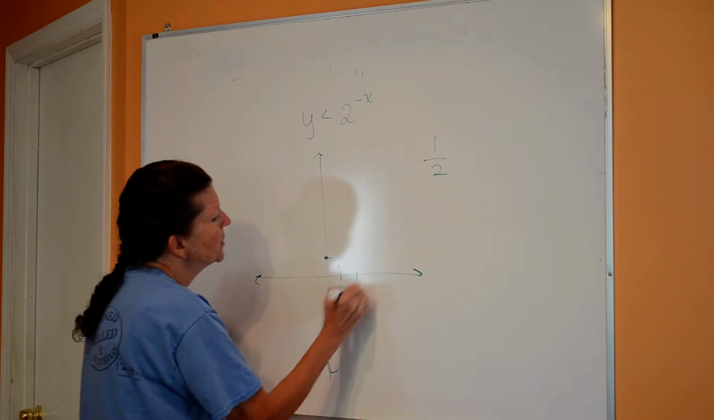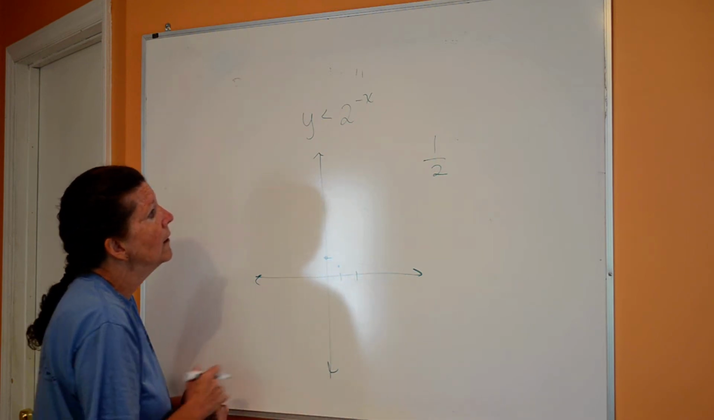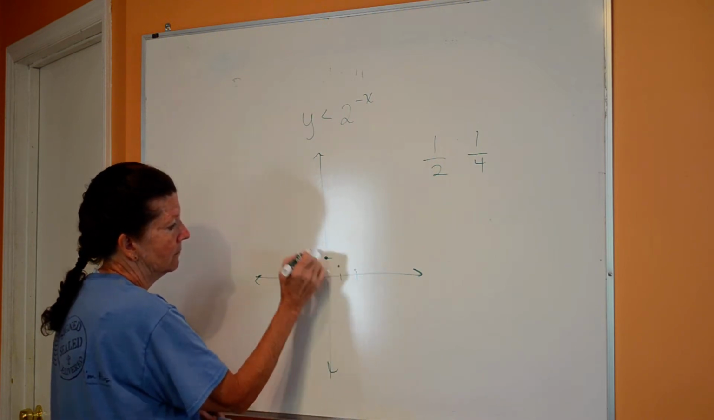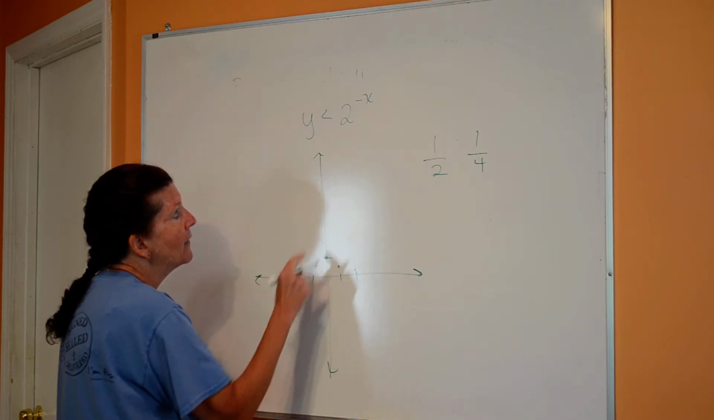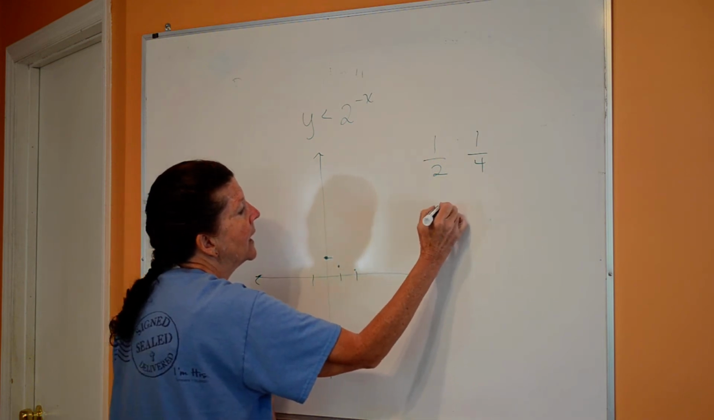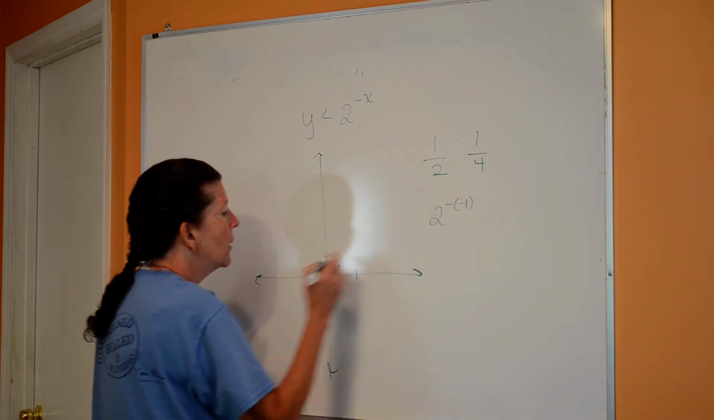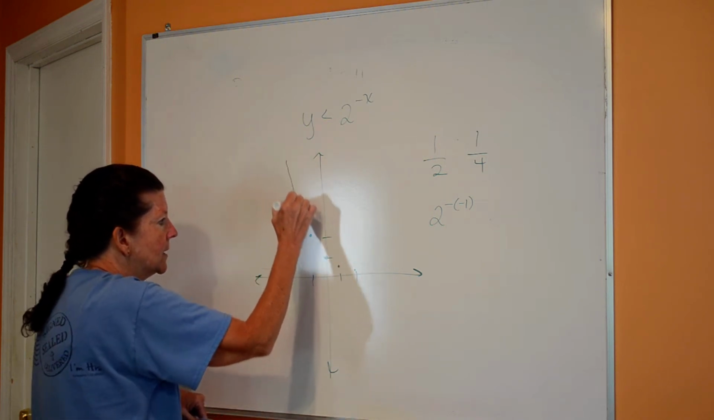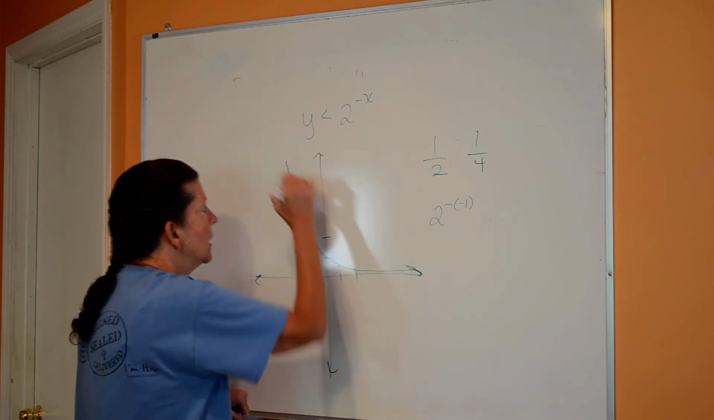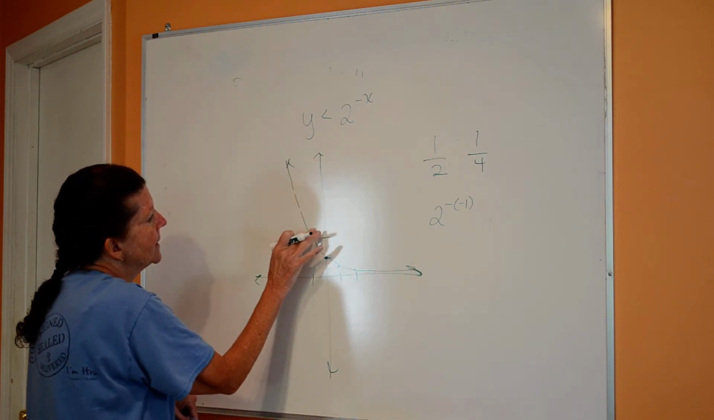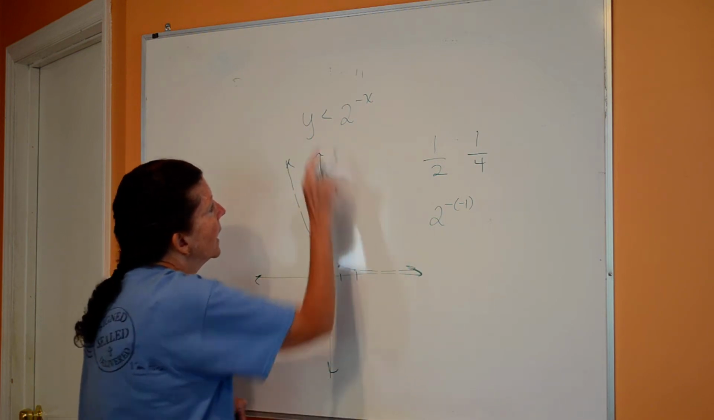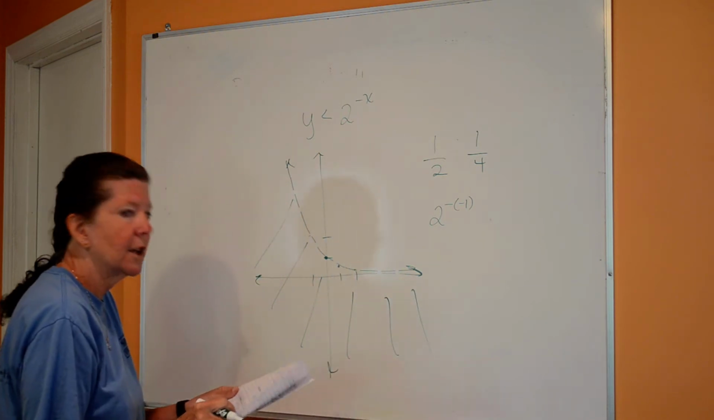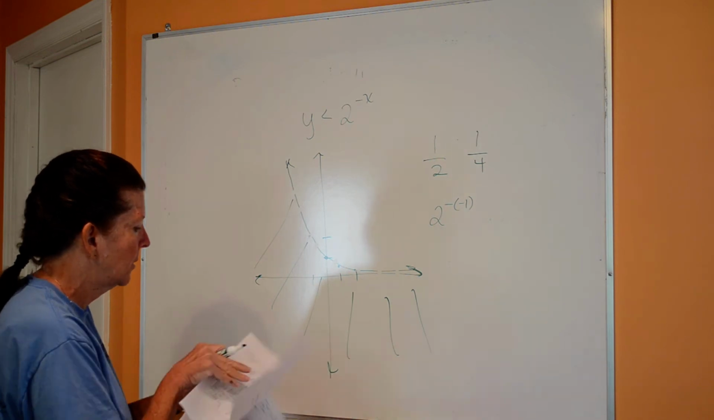Let's say I put a 2 there. If I put a 2 there, that's going to give me 1/4, okay? So I'm going to get lower and lower. Let's say I have a -1. Well, that's going to give me 2 to the 1st power. So you can see our curve right here. Now, it would be a dotted line, and it says it's below that line, so it would be everything down here. So hopefully you can get those graphed without any problem.